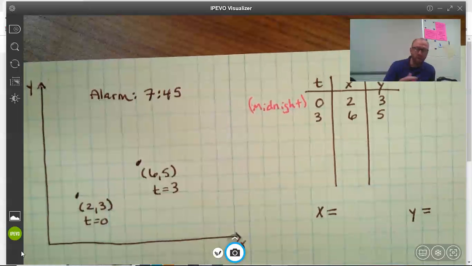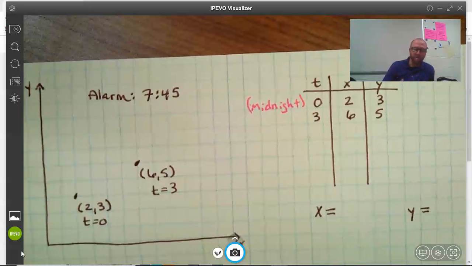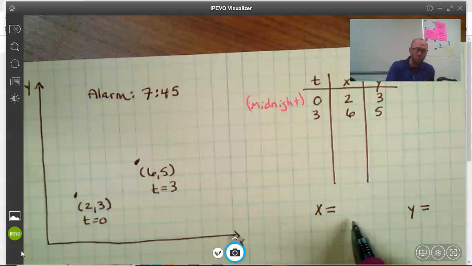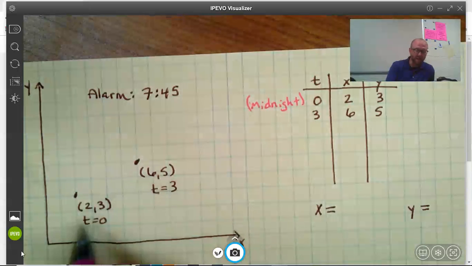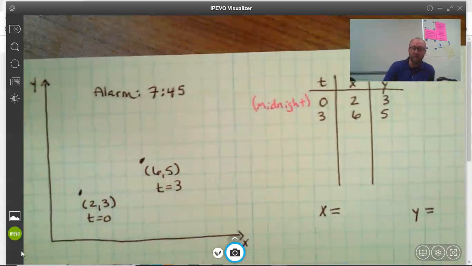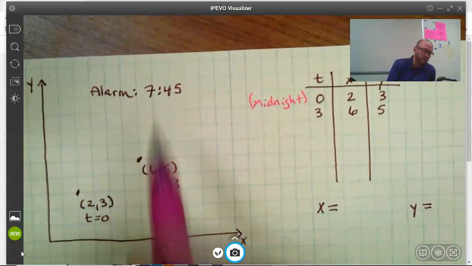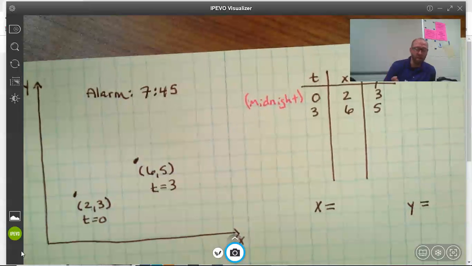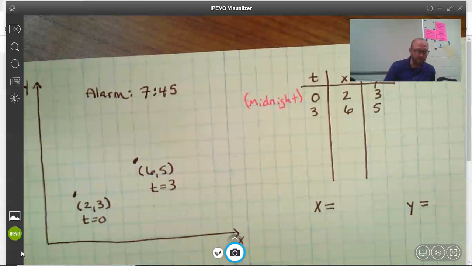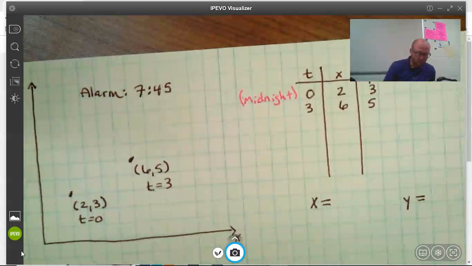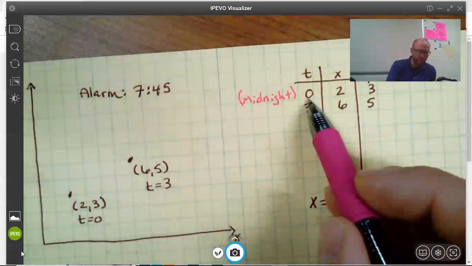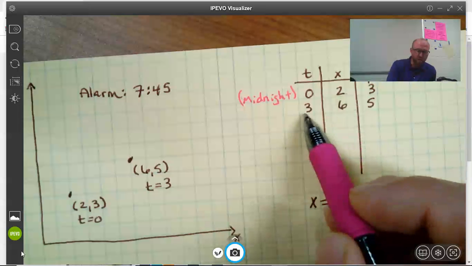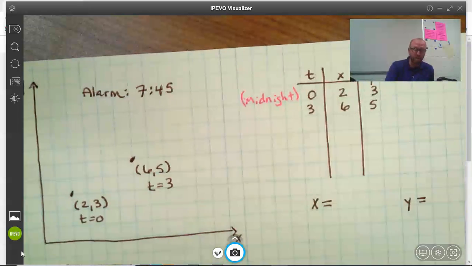So, in order to figure this out, we've got to figure out first what x and y are as a function of t. So what rule are we plugging t into to get these x values and these y values? And once we figure out what that rule is, we'll just plug time 7:45 in, and that'll output an x and a y value, and we'll be able to see what that is. So let's take a look here. We know that if we plug in 0, we get 2 for x, and if we plug in 3, we get 6. And that really is enough.